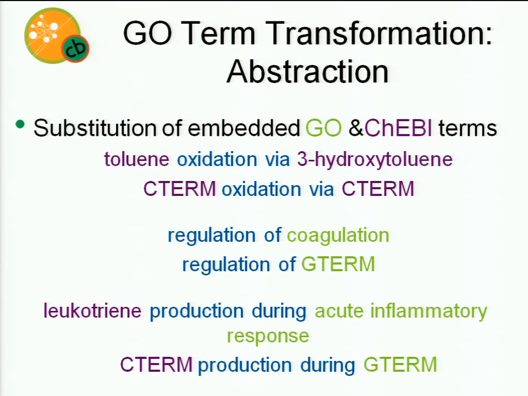Similarly, with regulation of coagulation, we have an embedded gene ontology term there. So this stands on its own as a gene ontology term inside of this larger gene ontology term. So we abstract this to regulation of G term. In the third case, we have an example where there are both within one gene ontology term. So leukotriene is a ChEBI term, and acute inflammatory response is a gene ontology term. So this phrase gets abstracted to C term production during G term.